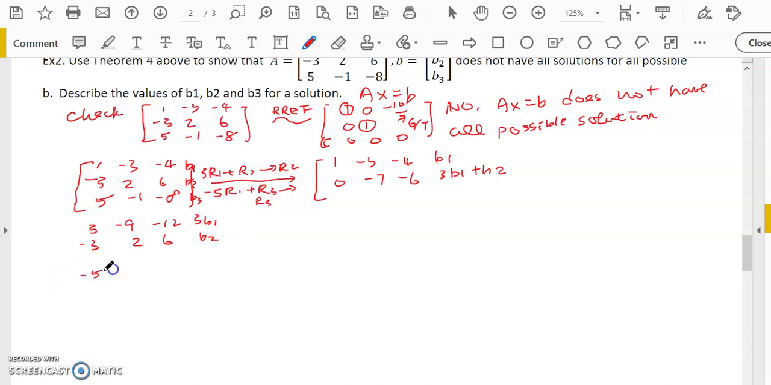So -5 of R1 will be -5, 15, -25. Oh, is it -20 or 20? Negative. Oh, it's +20, because I changed it by multiplying by a negative. Yeah, this is 20, and then multiplied by -5, -5b1, I add 5, -1, -8, and then b3. So this becomes 0, 14, 12, -5b1 plus b3. -4 times -5 is 20, I think. Okay, so we need to get rid of this one now, right?